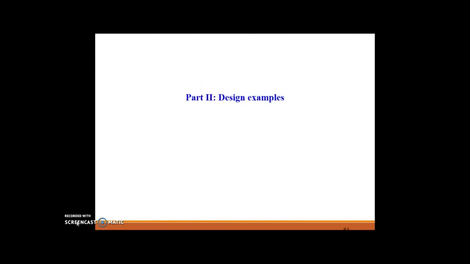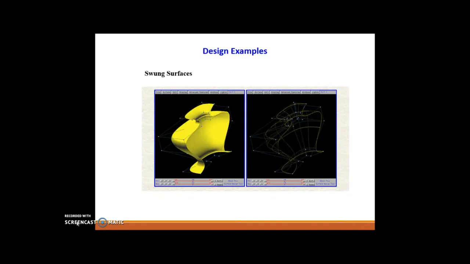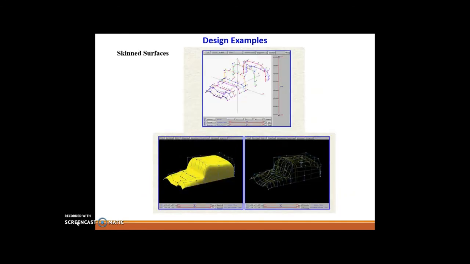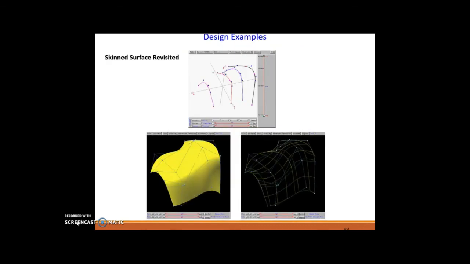So next, let's see what the design examples are. This is the design example for the swung surface, and these are the different control points and the curve that is formed due to the control points. And this is the example for a skin surface. Here you can see that you have different curves aligned, and their direction gives you a certain surface. If you change the direction, you get another surface. And here also you can see a skin surface. So you have four different curves, and their alignment in a particular direction gives you this surface, which is at the bottom of the slide.